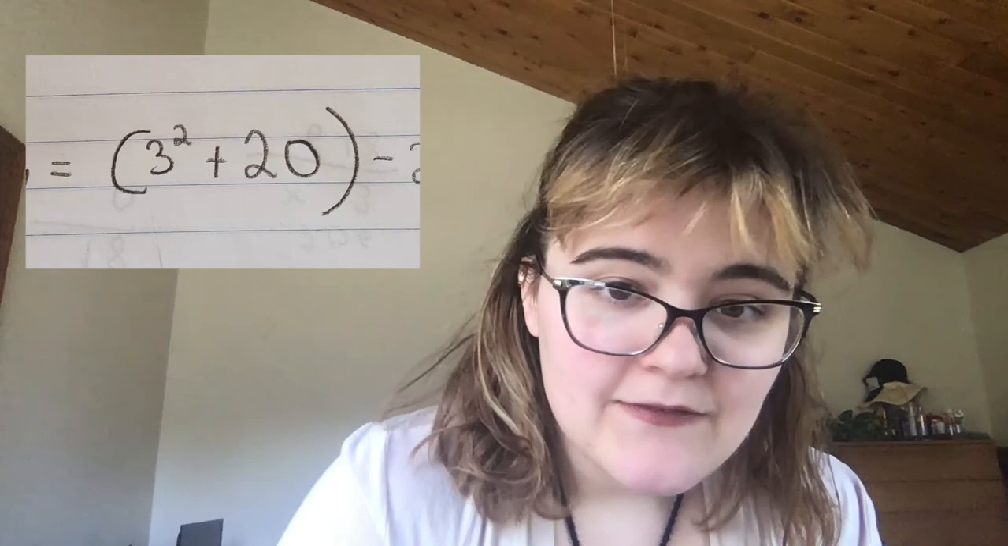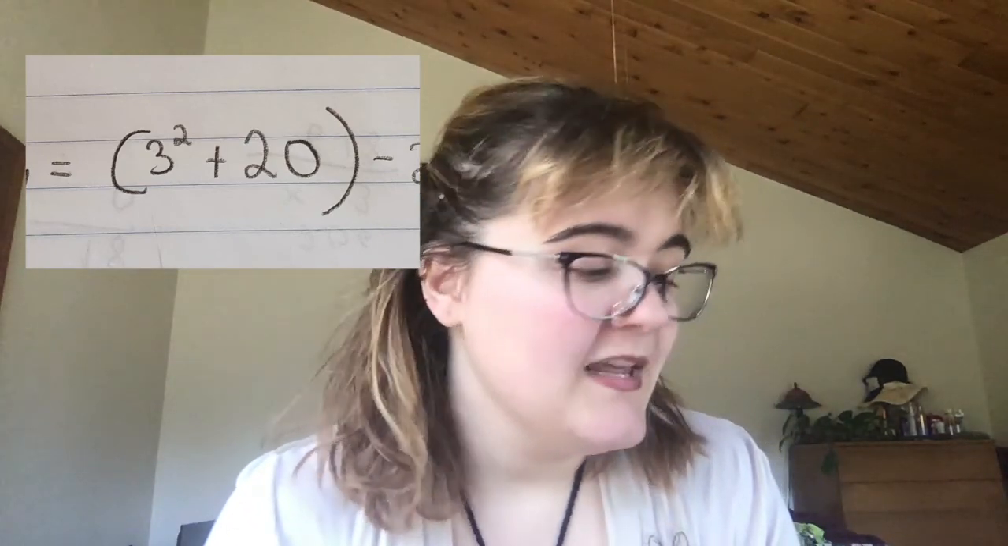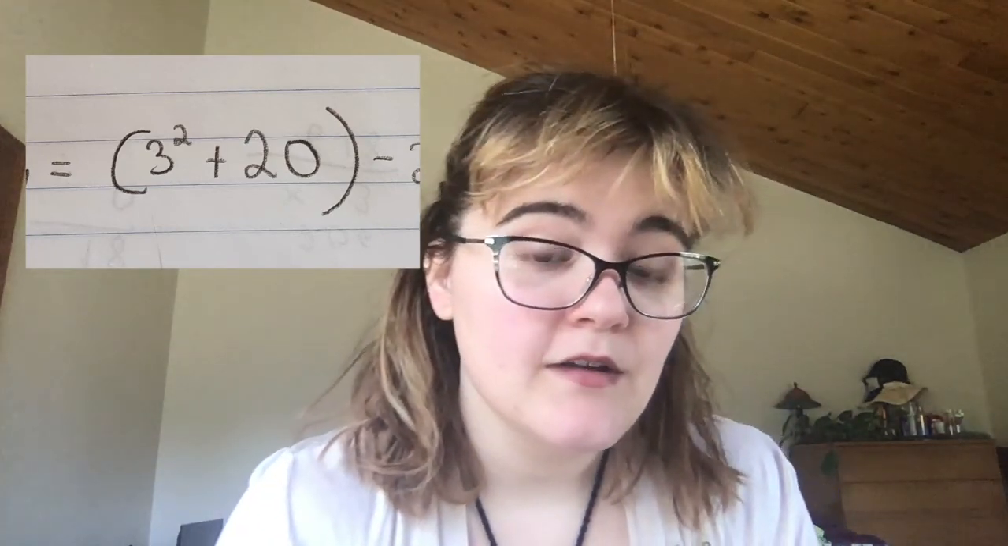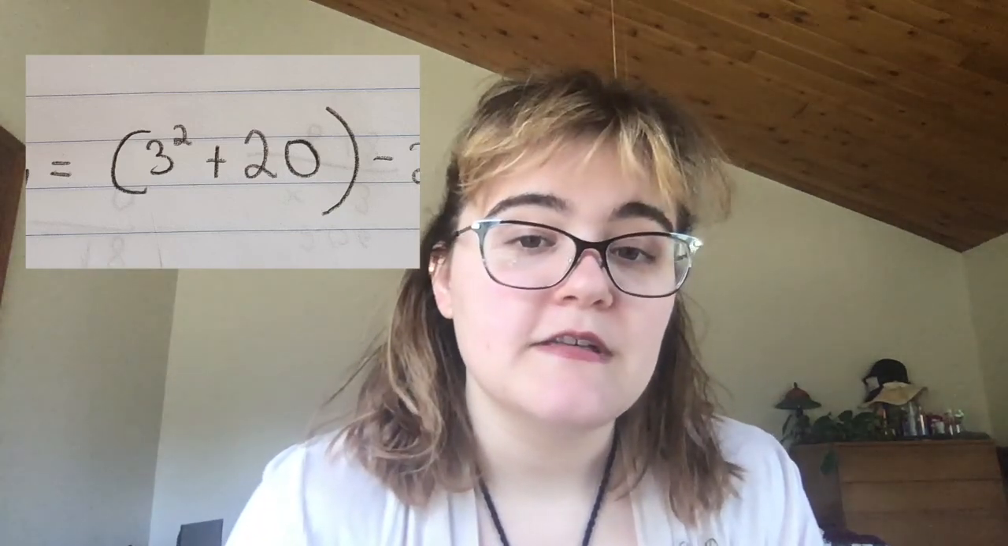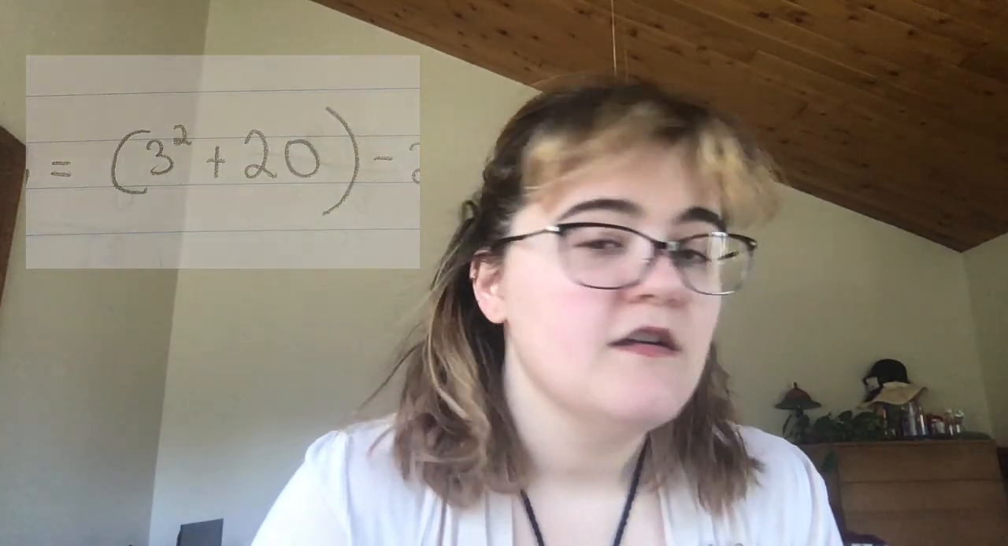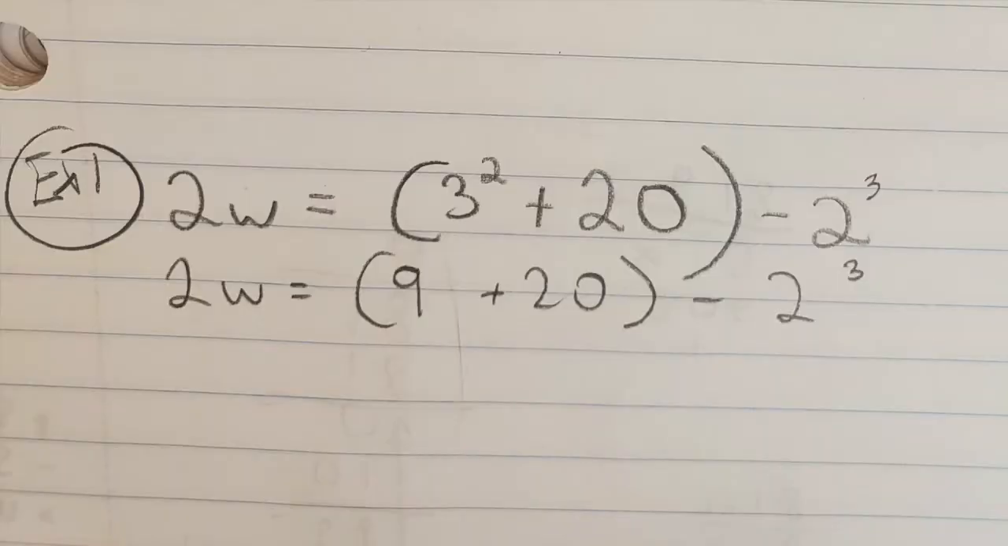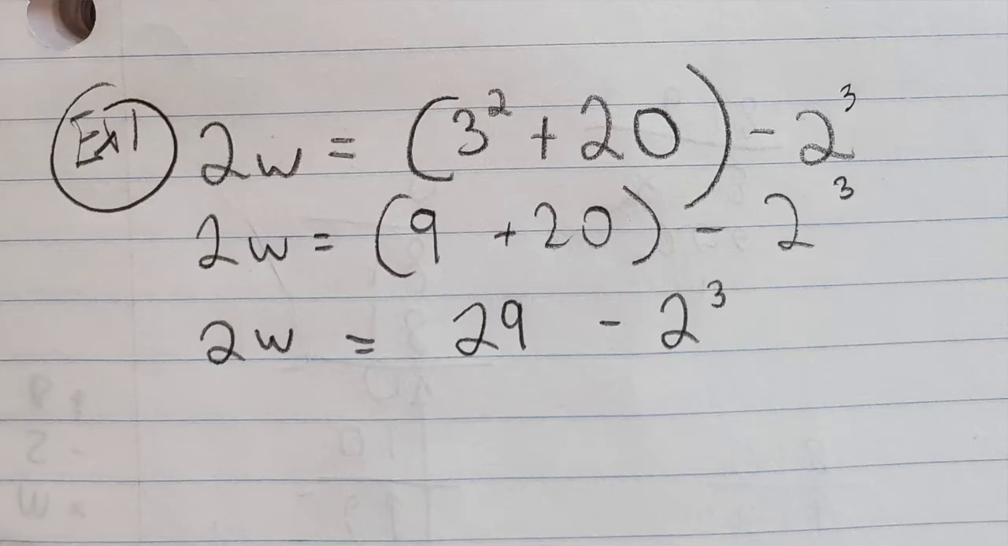So first thing we do is we're going to work on what's in our parentheses. However, inside of our parentheses, we have an exponent. We have that 3 squared. So we're going to work on our 3 squared first. We're going to change it. 3 squared means 3 times 3. That's 9. So we're going to change that 3 squared to a 9. Then we're going to do the work inside the parentheses. 9 plus 20 is 29. Perfect, lovely.